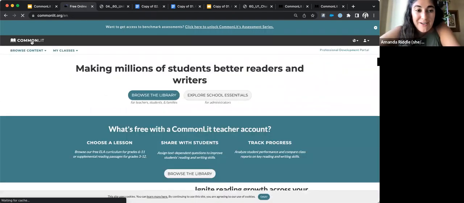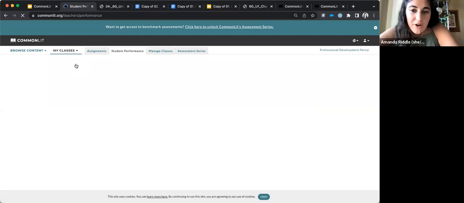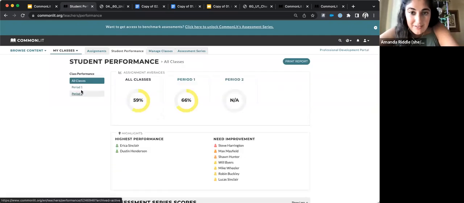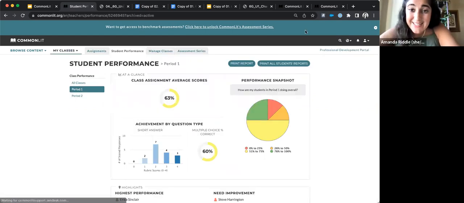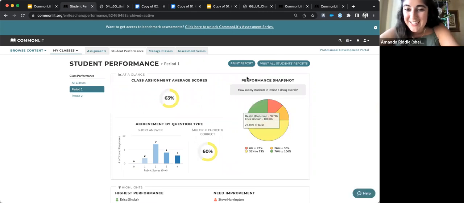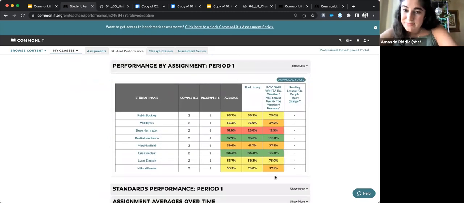I also quickly want to highlight while I have you here, going back to CommonLit, I'm going to the CommonLit homepage, excuse me, student performance. This is where you're going to get all of that amazing data from a CommonLit digital lesson. If I go to period 1, where I just assigned that lesson, I can see all the data for my students already, their overall performance snapshot, class assignment averages, performance by assignment. All my 360 assignments would show up here if I was assigning them digitally.